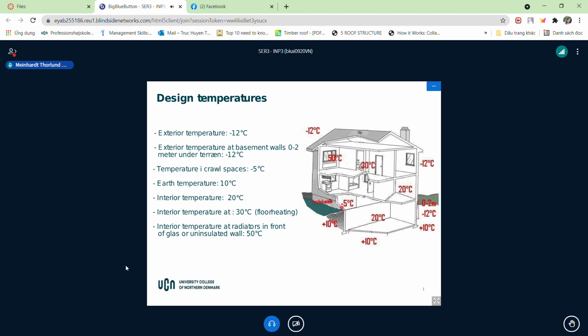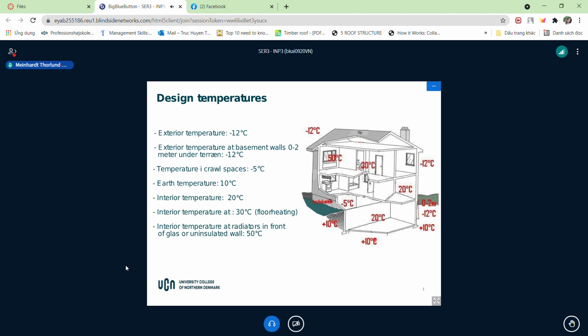If you have a basement which is not heated and it's ventilated, every basement is going to be ventilated, then you should use the temperature minus 2 degrees. So basically, between the construction area, this will be 20 degrees and minus 5 degrees underneath. If you have a heated basement, it should be 20 degrees, like in the rest of the building.